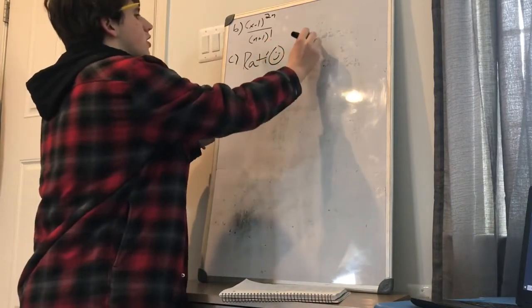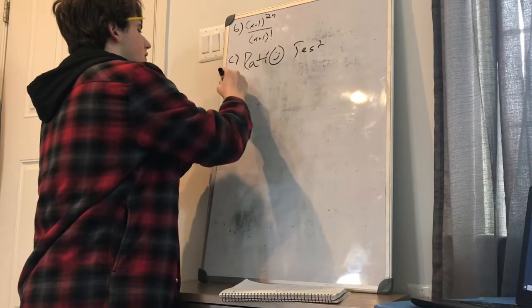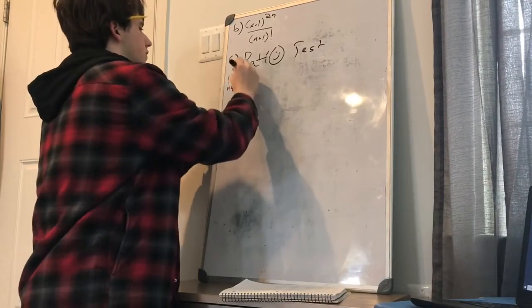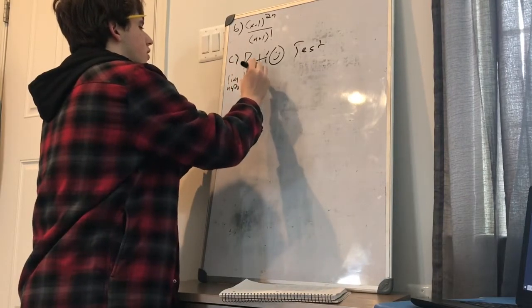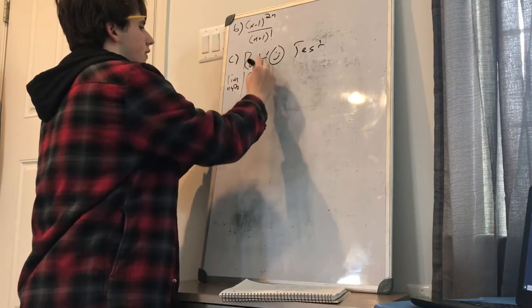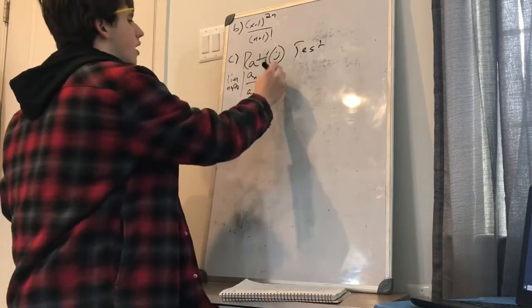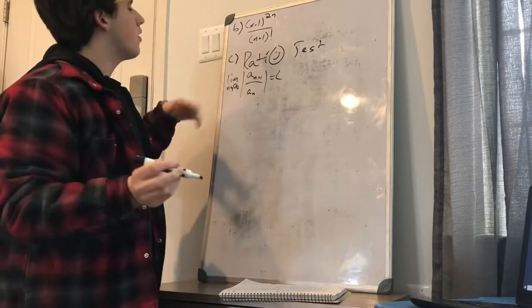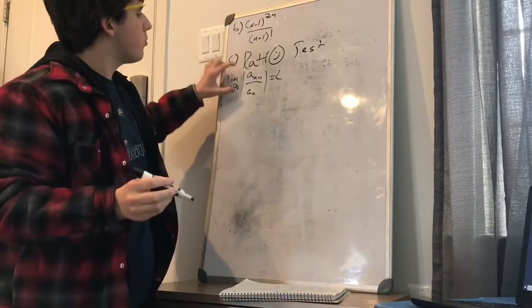Then you write test. What this says is that the limit as n approaches infinity of a of n plus 1 over a of n is going to equal L. I'm going to tell you what L equals later, but you already know that. So we're going to plug this into here.